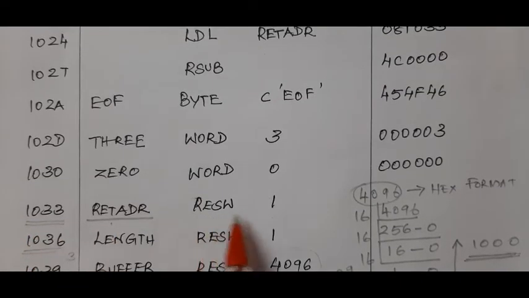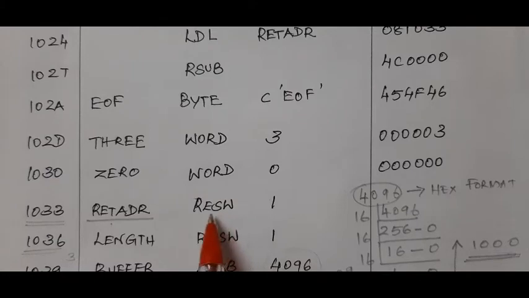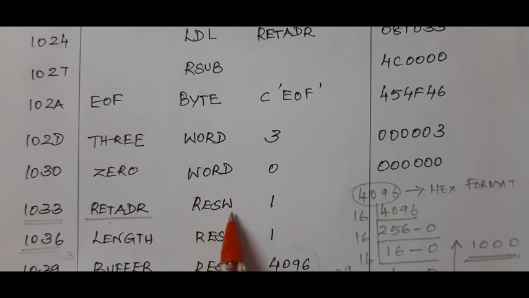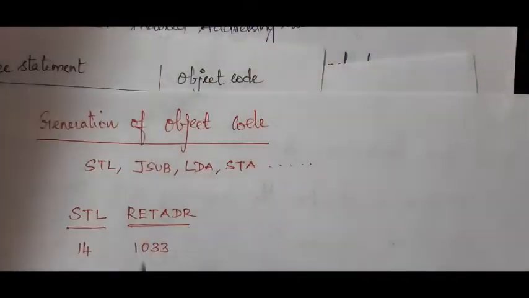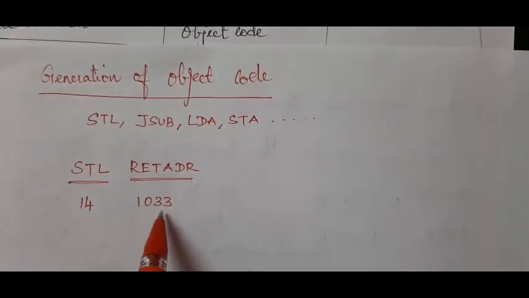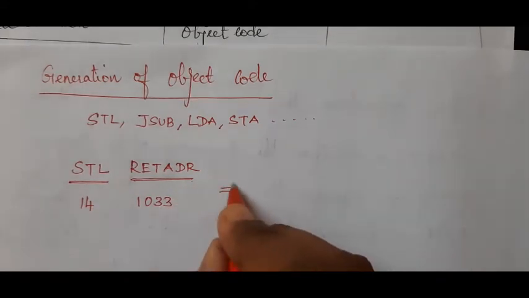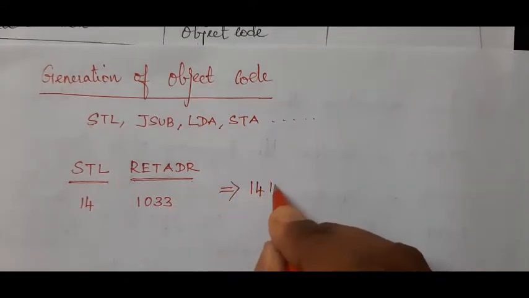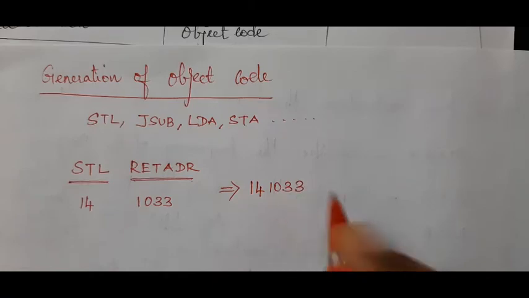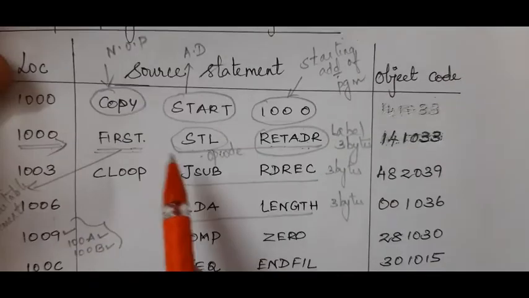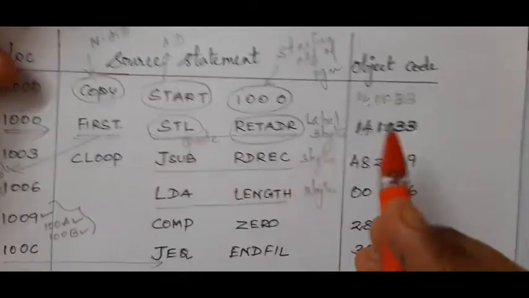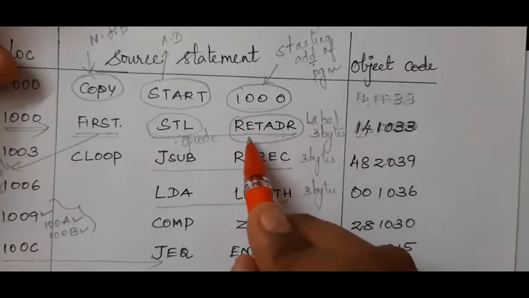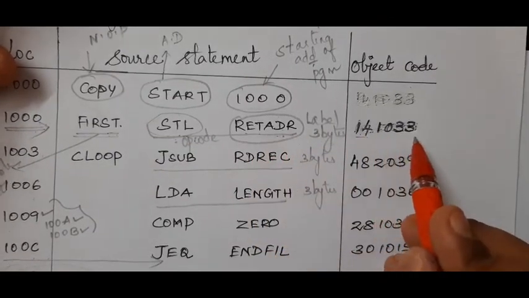This is where it starts executing. What is it doing? Reserving one word. So the address of the program is what? 1033. That is what we are going to write here: 141033. So now the object code is 141033 for the first instruction. Shall we see that? First, STL. STL is a mnemonic or an opcode. Its value is 14. So here we have return, and the return address starts from 1033.